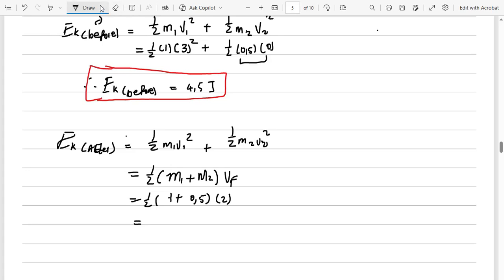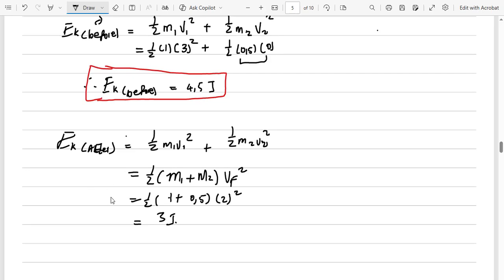You got 1.25. Okay, so now, why is it 1.5? It should be 3. You forgot to square the 2. Remember the final velocity will be squared again. So we also square this one. And then you get your answer as 3 joules.